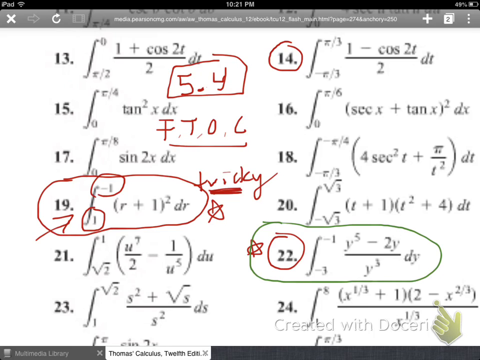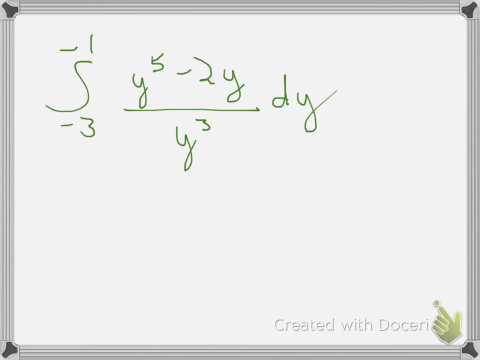Just because of the way I zoomed and used the snippet tool, it got a little blurry, but it is the integral from -3 to -1 of (y to the 5th minus 2y) over y cubed dy. Okay, and again, we're just using our algebra skills to do that.